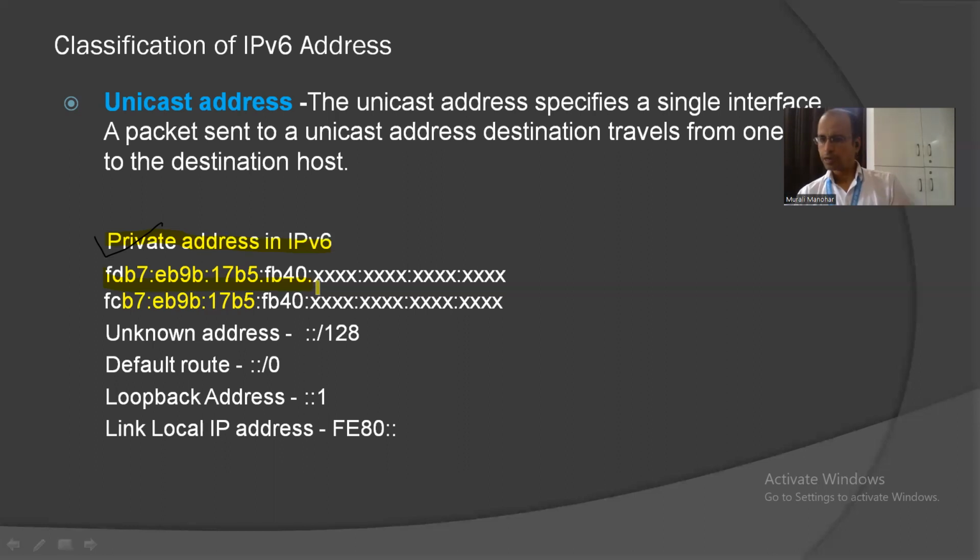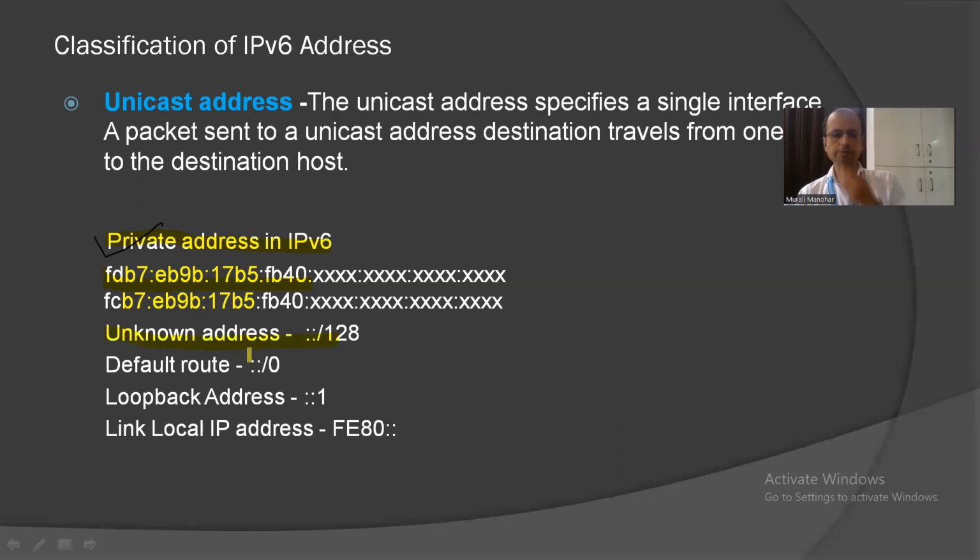And as you know, by changing a value in a single group, we can form 65,536 different networks. Now, what is the use of private IP address? It is very clear that this address can be utilized in a private network. There is no need of any reservation. Now, second point, unknown address.